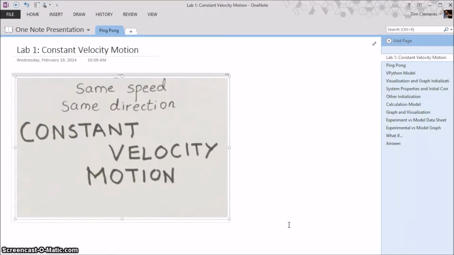Lab 1. Constant Velocity Motion. This lab is to describe how to calculate, predict, and express an object moving at a constant speed in constant direction, known as constant velocity.